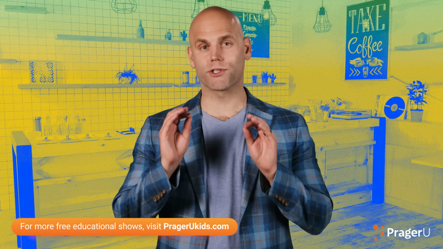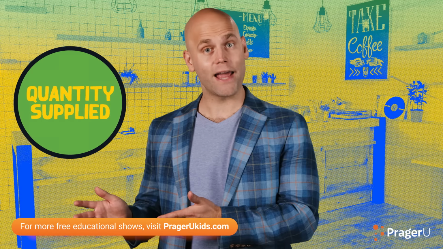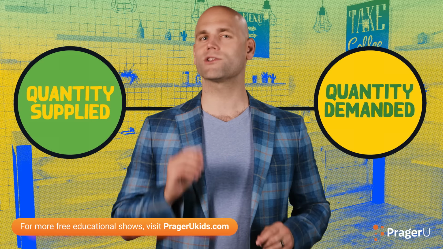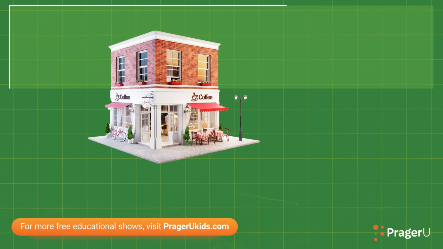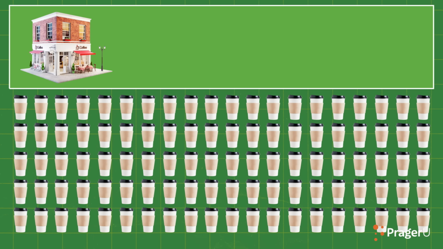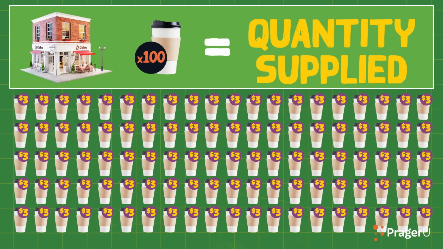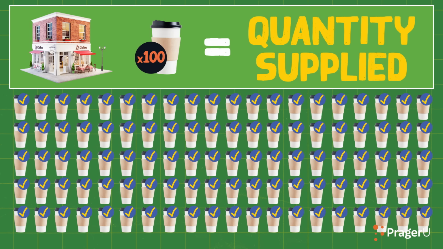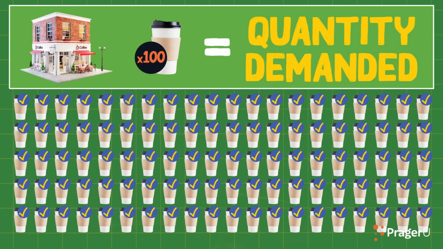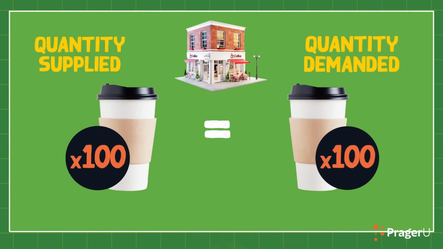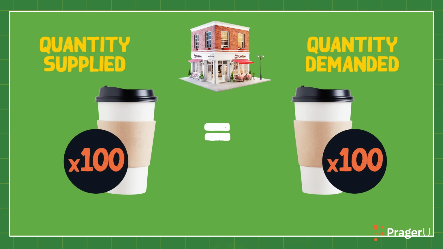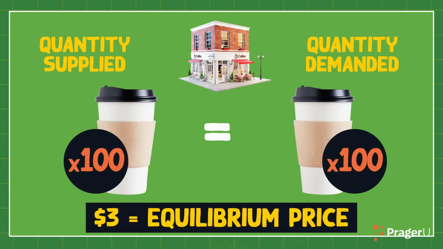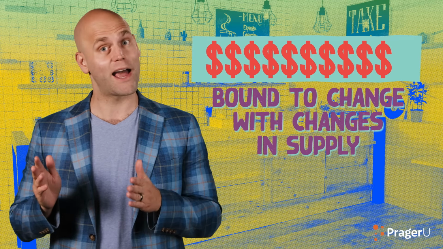So how do you reach that price? In a free market, prices are determined by the interplay between the quantity supplied and the quantity demanded. Let's illustrate this using a coffee shop. Suppose it can only produce 100 cups a day with each coffee priced at $3. This is the quantity supplied. Let's then say that exactly 100 customers purchase all 100 cups at $3. This is the quantity demanded. Since the number of cups supplied is the same as the cups demanded, that means $3 is the equilibrium price. But prices rarely stay where they are and are bound to change with changes in supply or demand.